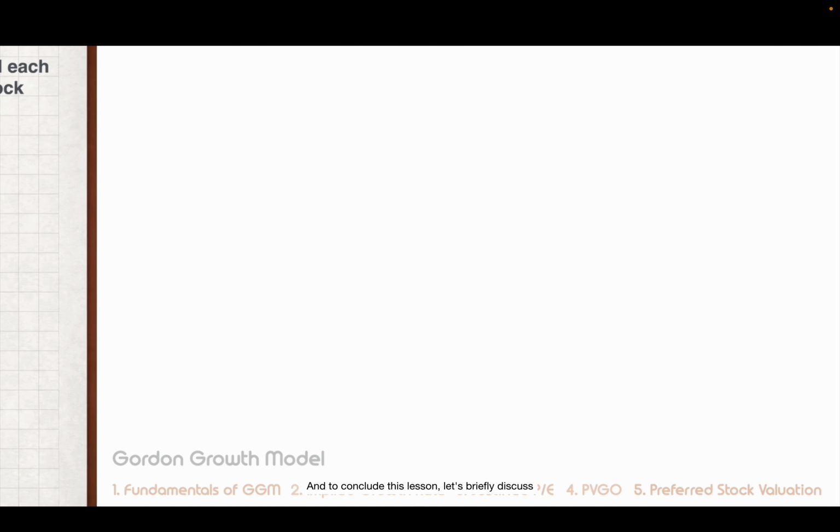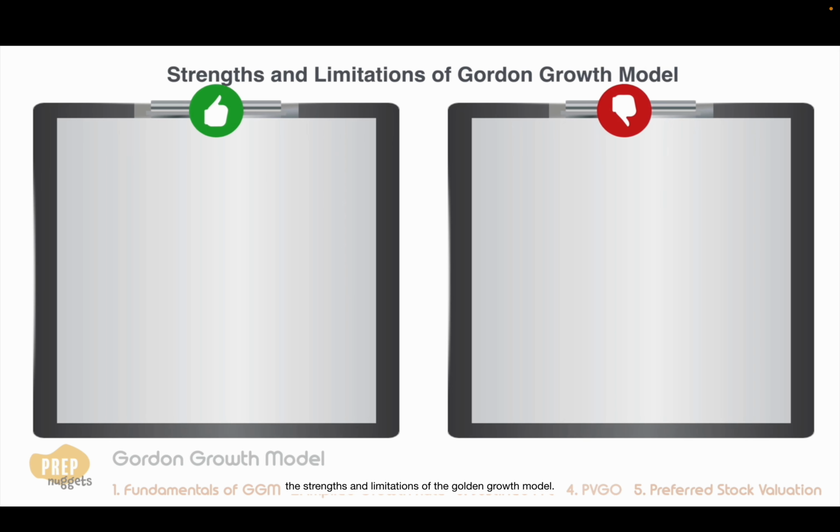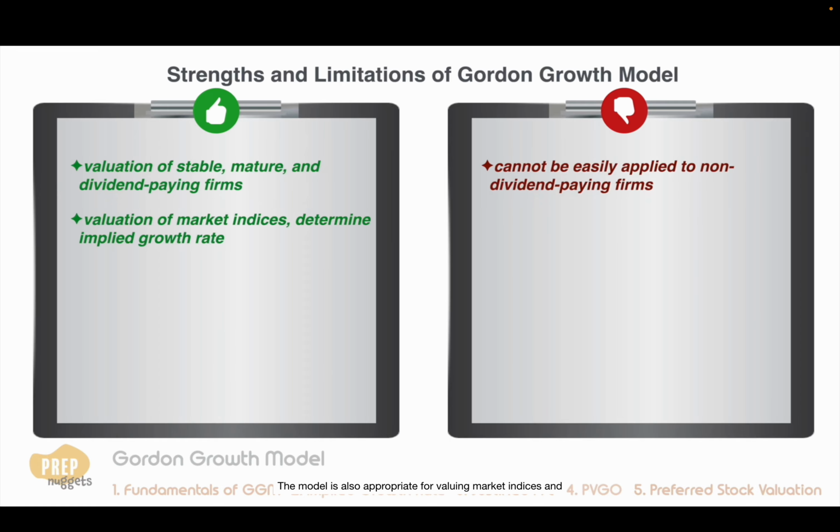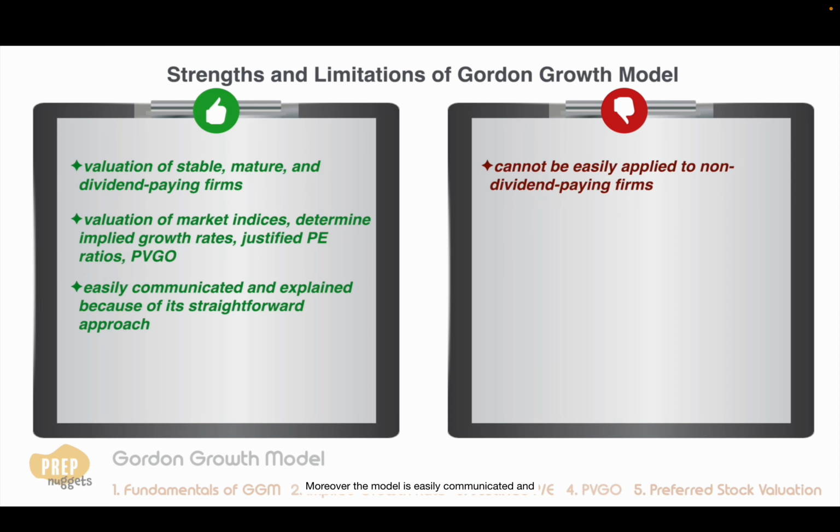And to conclude this lesson, let's briefly discuss the strengths and limitations of the Gordon Growth Model. Firstly, it's applicable for valuation of stable, mature, and dividend-paying firms. However, this also infers the limitation that it cannot be easily applied to non-dividend-paying firms. The model is also appropriate for valuing market indices and can be used to determine implied growth rates, justified PE ratios, and PVGO. Moreover, the model is easily communicated and explained because of its straightforward approach.